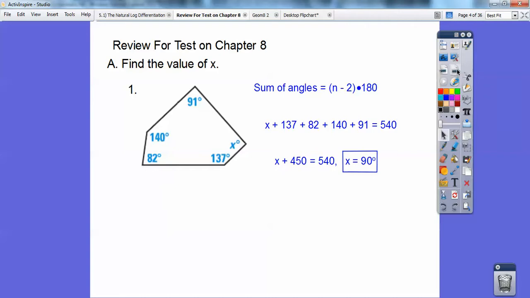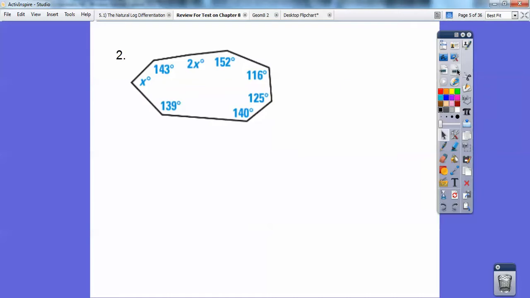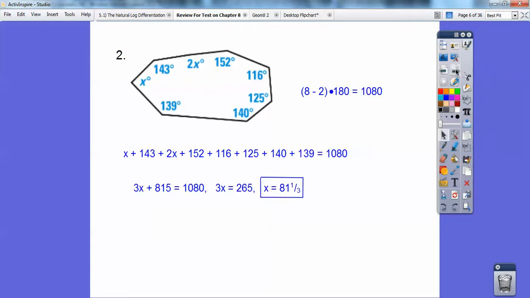Okay, let's try another one. Here, again, n minus 2 times 180, so just count the angles up. That's how many sides there are: 1, 2, 3, 4, 5, 6, 7, 8. So 8 minus 2 is 6, and 6 times 180 is 1080. So go ahead and add all those up to be 1080, combine the like terms and solve for x, and I got 83 1/3.